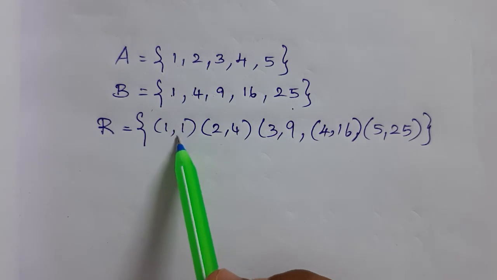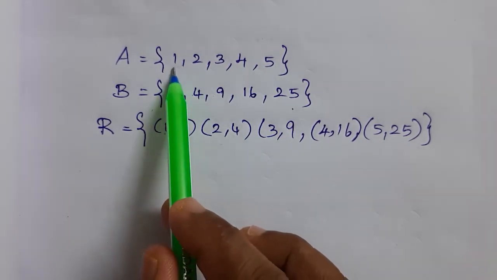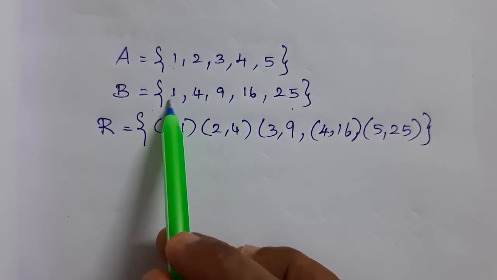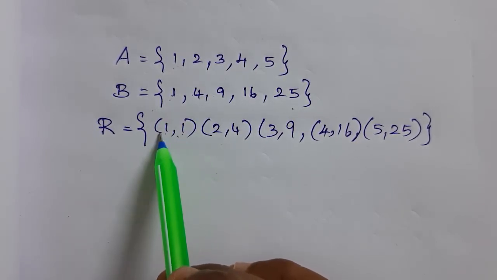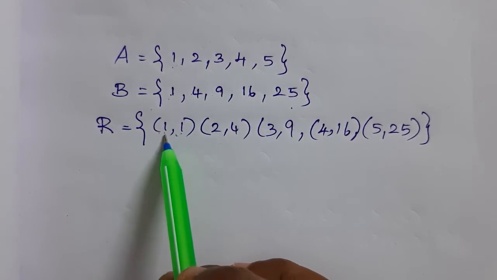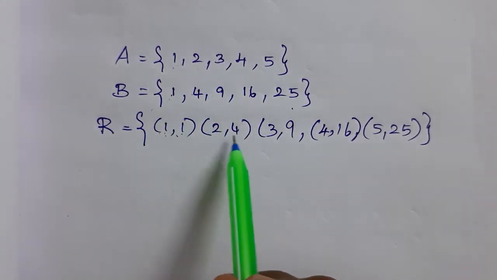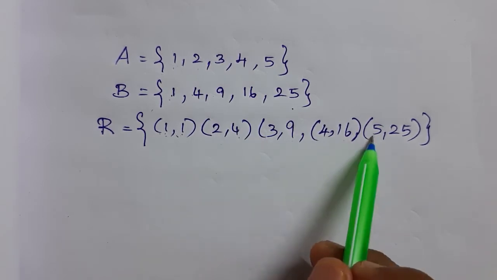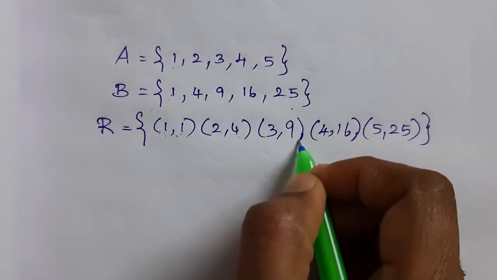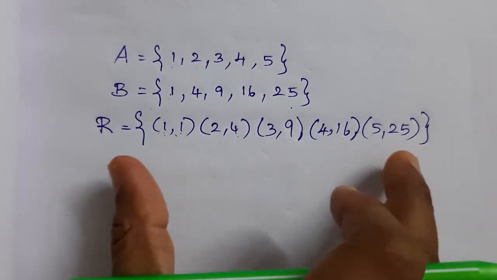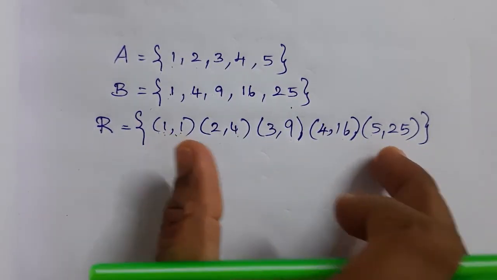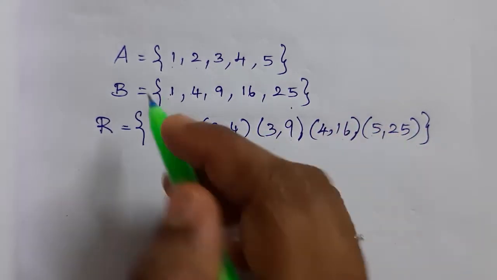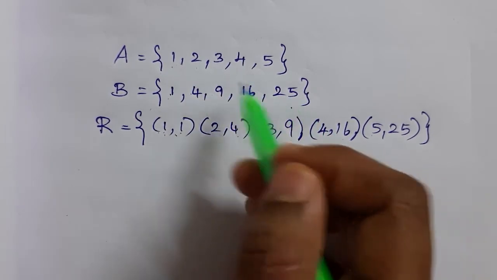That is (1, 1). 1 belongs to A and the second term 1 also belongs to B, where 1 is the square of 1. The next I have picked 2, 2 squared is 4, 3 squared is 9, 4 squared is 16, 5 squared is 25. So I have picked only the square numbers, and all these elements are a subset of A cross B. What will you do in A cross B? You will pair all the possible outcomes.